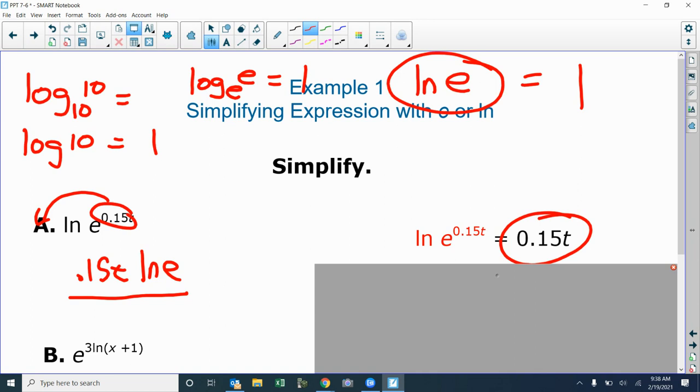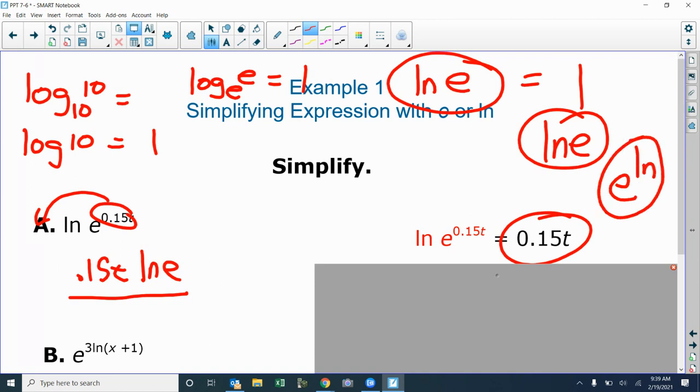So, what are we trying to get? Well, I'm trying to get ln of e, so I can make it 1, or I'm trying to get e to the ln. That too is also 1. E raised to an ln, that too is also 1.